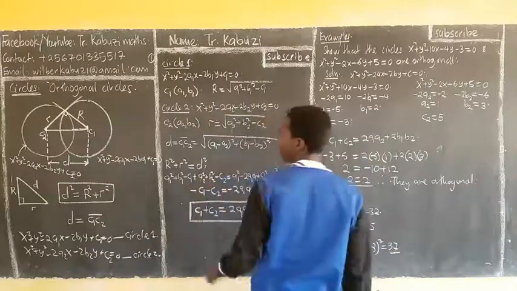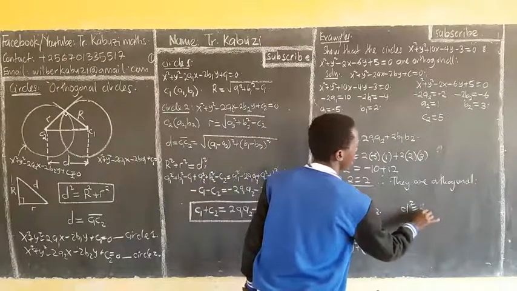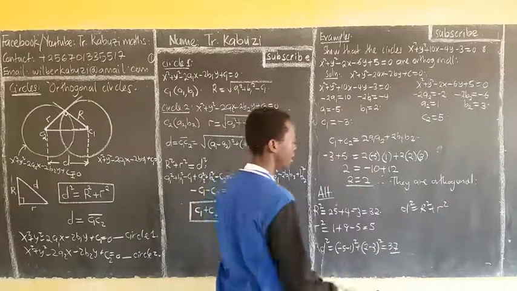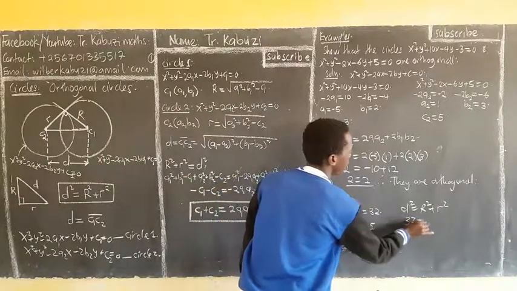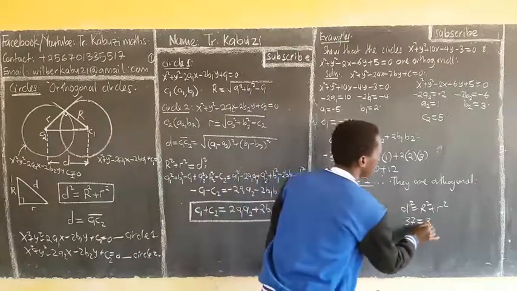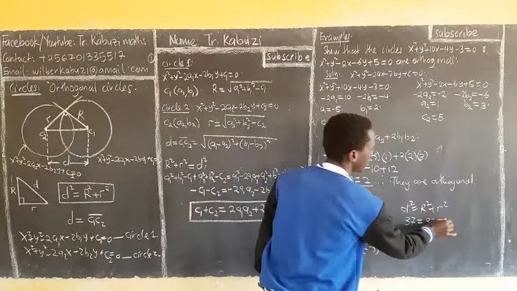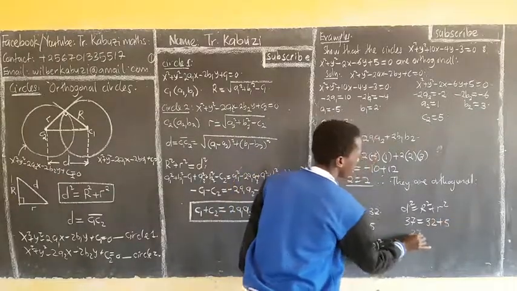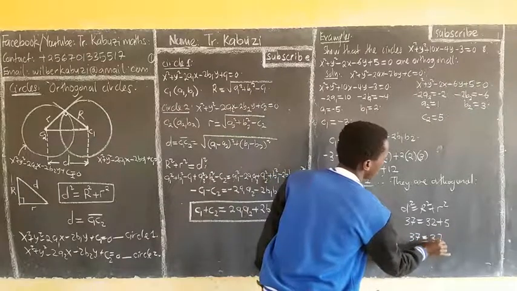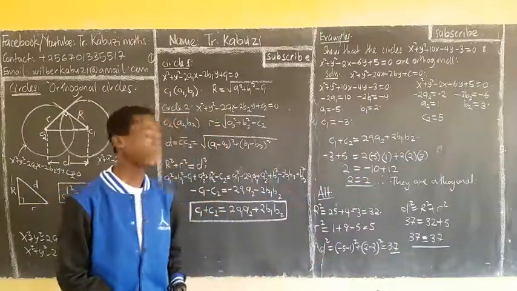Then you check using this condition: d squared is equal to R squared plus r squared. So our d squared is 37. Is it equal to R squared, which is 32, plus r squared, the small one, which is 5? You see that 37 is equal to 37, when you add that, you also get 37. So whatever method you use, all of them are going to give you the same answer.